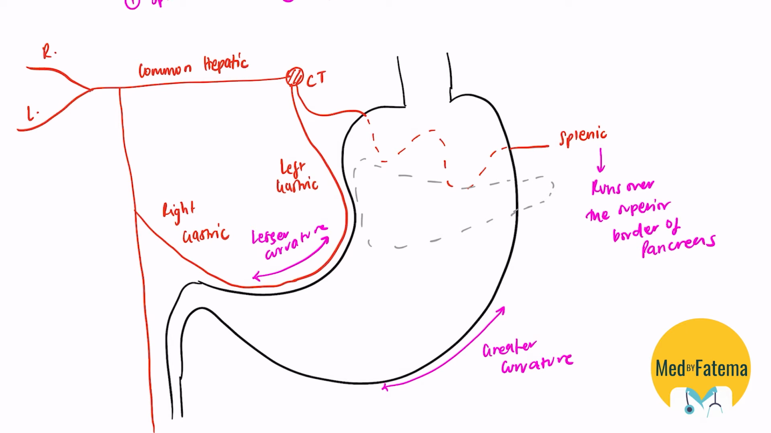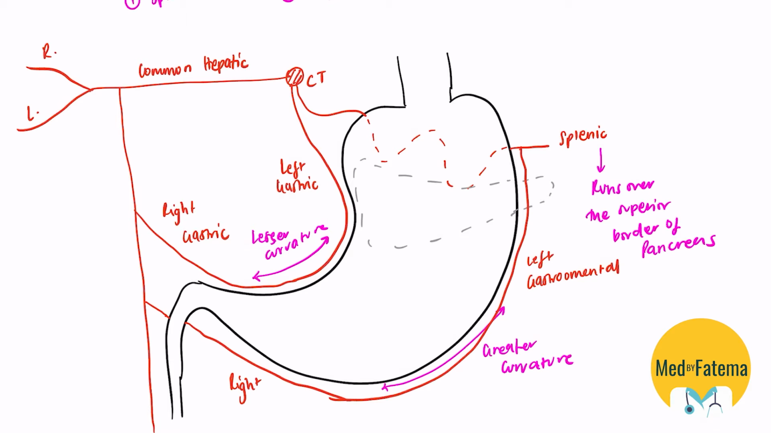From your splenic artery, we have a branch that descends down like so, and it supplies the greater curvature of the stomach on the left hand side, and that is known as the left gastroomental. And then we also have a branch that comes from here to join the left gastroomental, and this forms your right gastroomental artery. Both the gastric arteries and the gastroomental arteries have perforating branches into the stomach. So they have branches that supply the stomach like so.